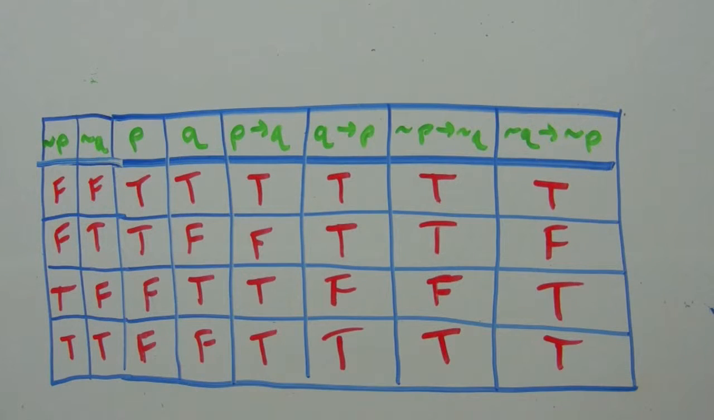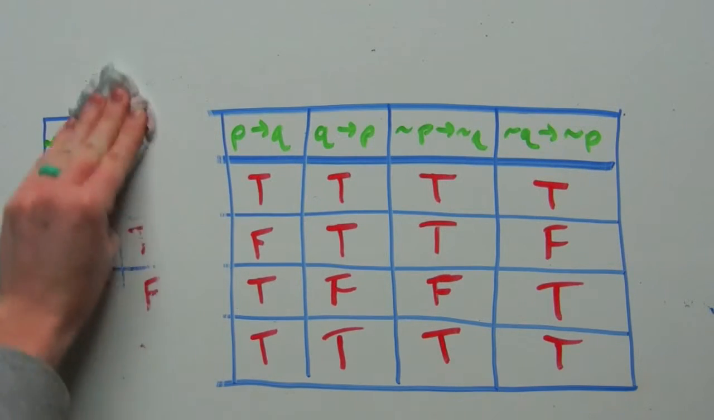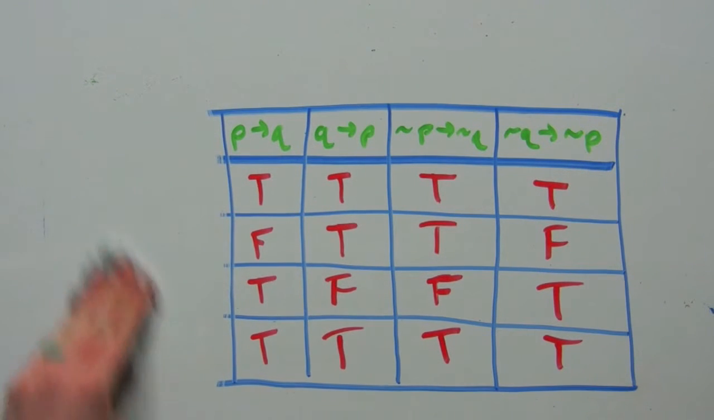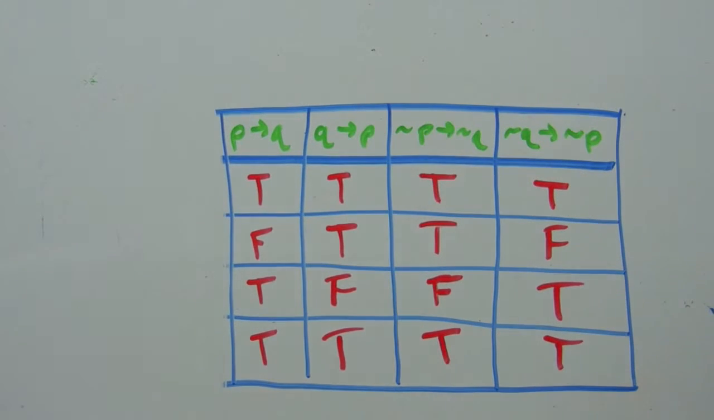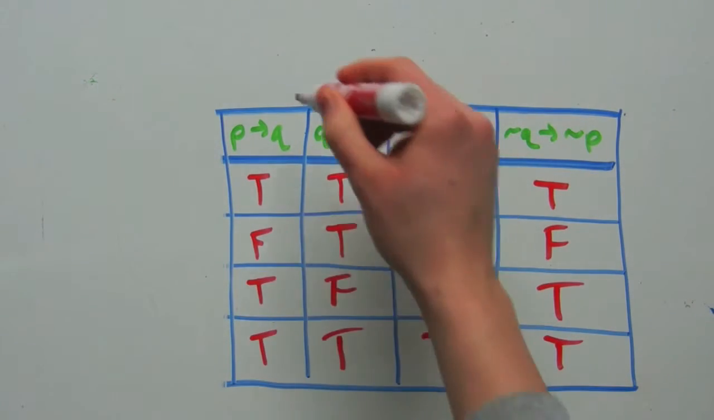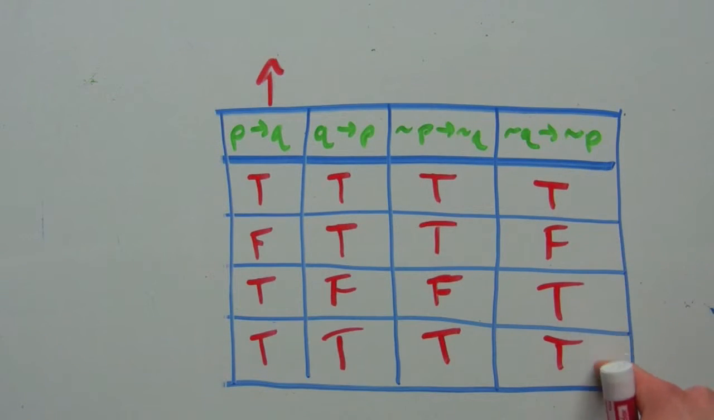So now let's go ahead and erase these first 4 columns and focus on the last 4 columns, the conditional and the related conditionals. If you can see, true, false, true, true, true, false, true, true.